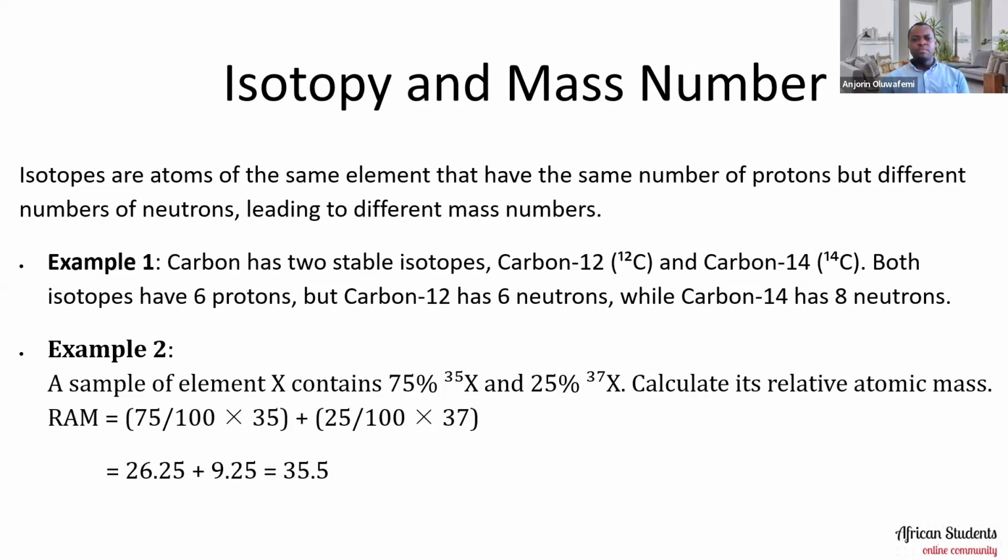Percentage multiplied by the mass number of isotope A, plus, let me just call them A and B now, the percentage multiplied by the mass number for isotope B. So when you add them together, you get the relative atomic mass. So you can actually use that to calculate the relative atomic mass. And when you do that, you have 35.5, which is the relative atomic mass of the element called chlorine.